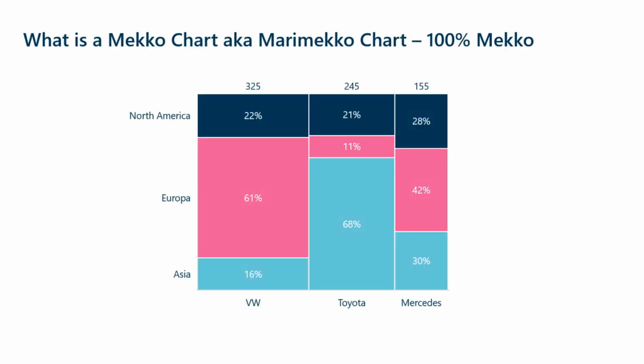A Mekko chart is a column chart with no gaps and variable column widths, combining features of column and stacked column charts. It compares relative proportions across two variables simultaneously. There are two types of charts. The chart shown on your screen is a 100% Mekko chart, with equal column heights and variable widths, emphasizing the proportional distribution within each category.